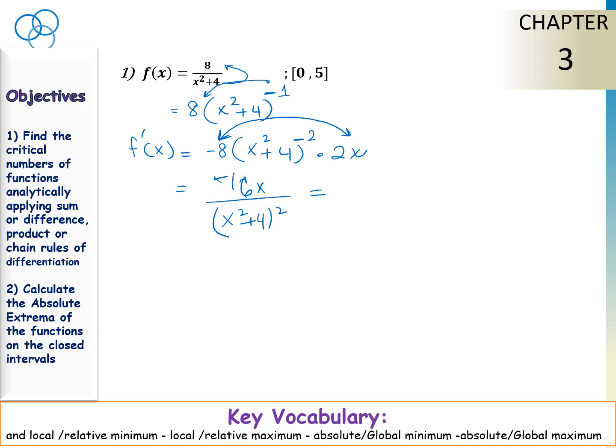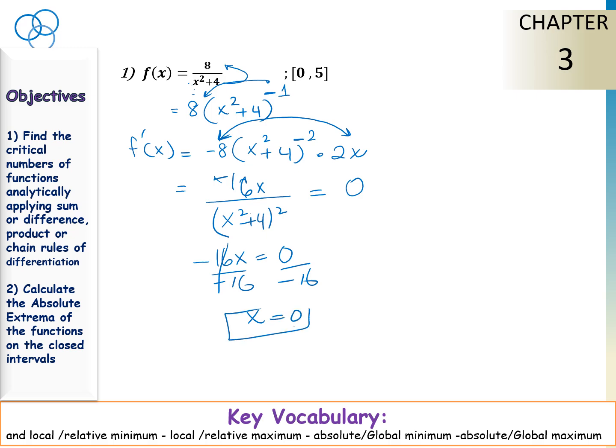Now set the equation equal to 0. Remember, this x squared plus 4 was already in the denominator, so we will not set the denominator equal to 0. We will only consider the numerator. So negative 16x equals 0. Divide both sides by negative 16 and we will get x equals 0.